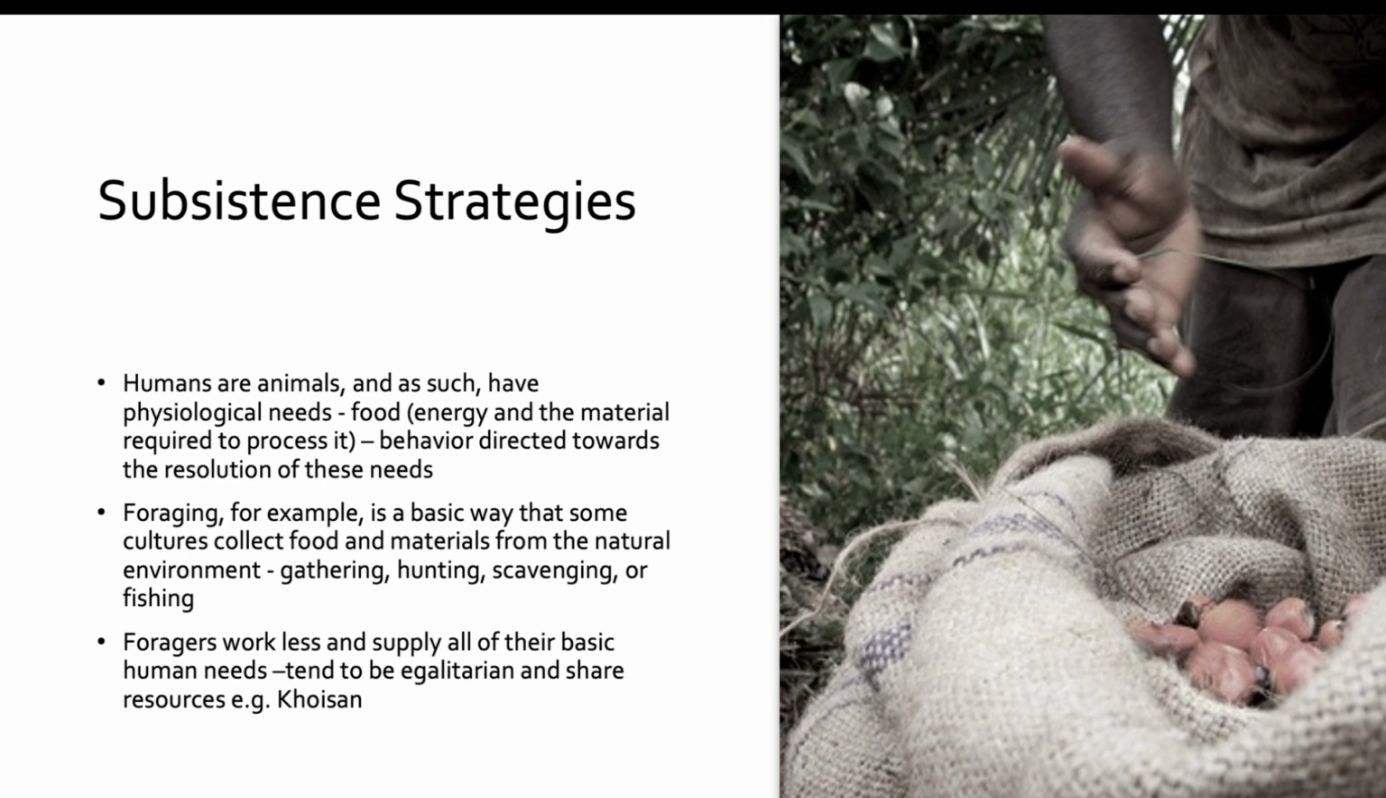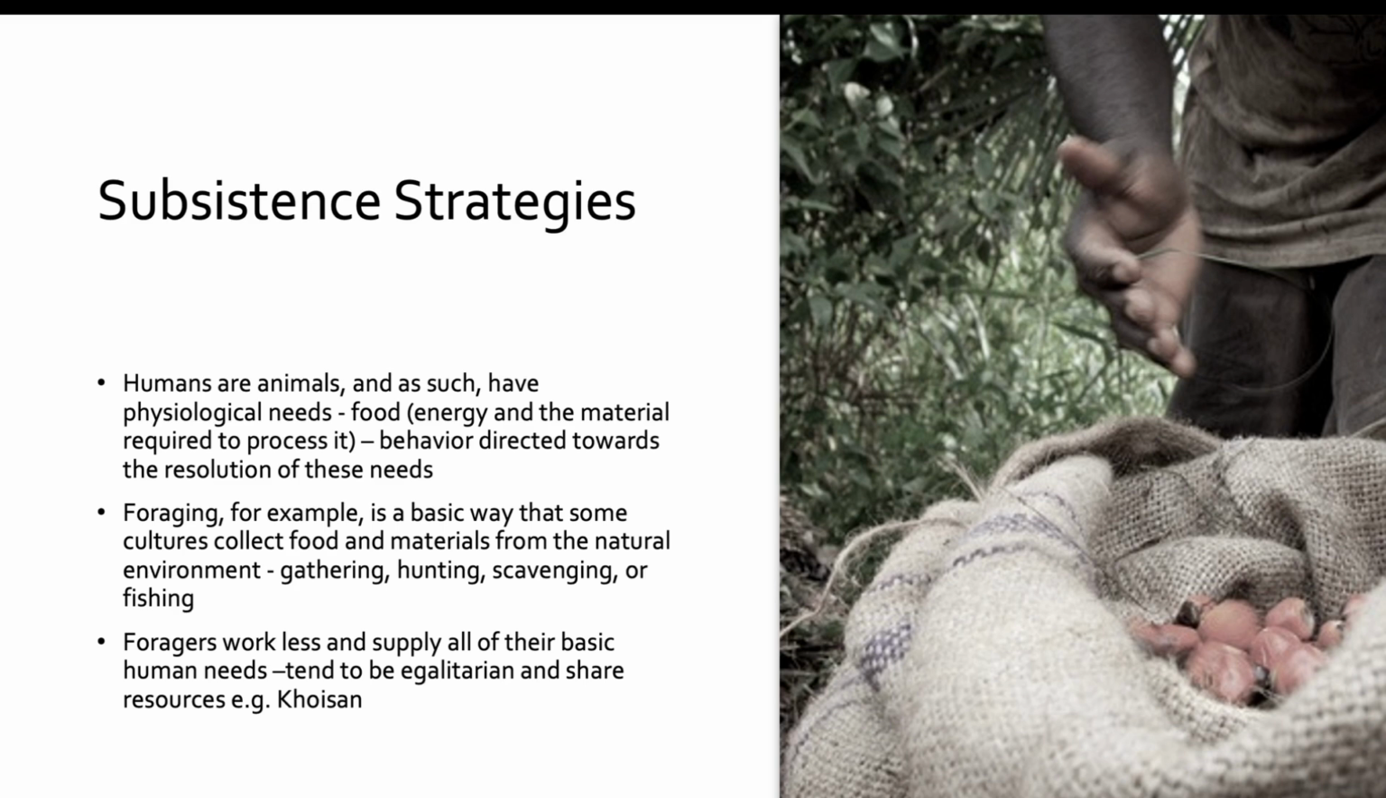To begin, think about humans simply as animals, and as such, there are physical needs. There are needs for food, energy, and other kinds of materials required to process it. And a great deal of human behavior is directed simply towards resolving those needs. It's what we call subsistence strategies. Culture, as a form of learned behavior, provides humans with different kinds of subsistence strategies.